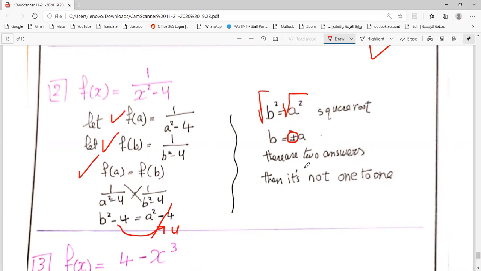There are two answers from this test. We got two answers, which is not accepted. So this function is not one-to-one.